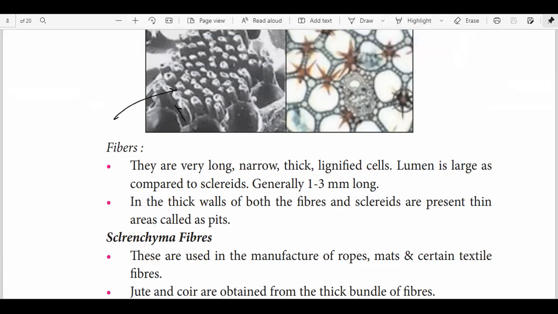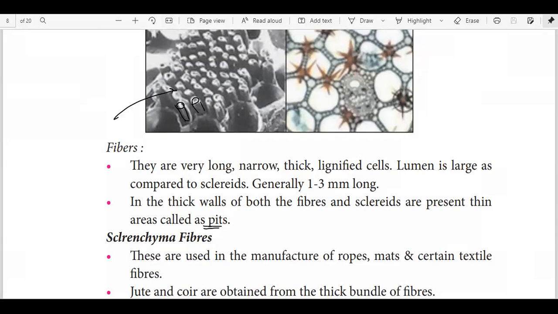These are long cells with a thick wall. Both the fibers and sclereids are present in areas called pits, where the wall is thin. Where there are pits, there these are present.